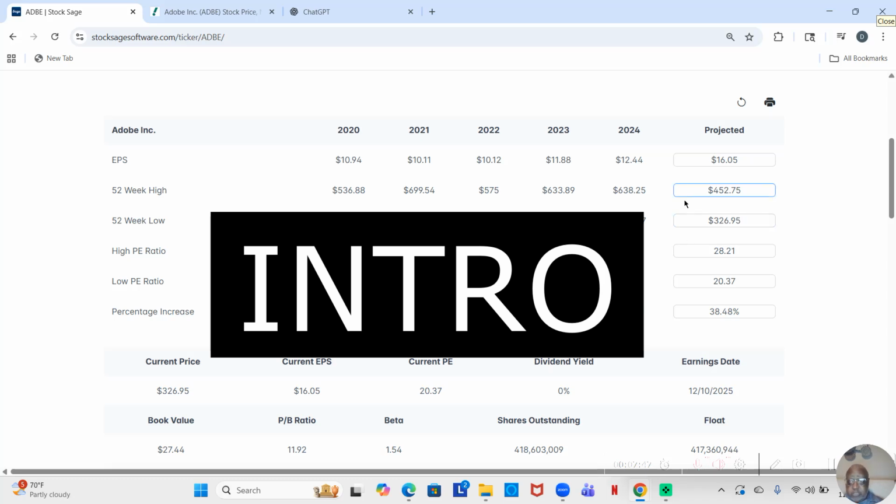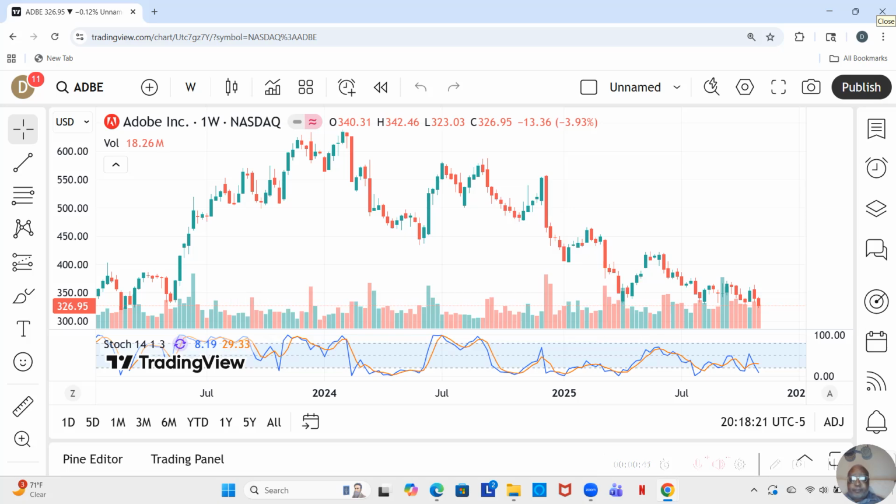$452.75. If I type that in here and hit enter, it gives me the projected amount that this stock will move up from 326.95 to 452.75 with a 16.05 earnings per share. That is a 38.48% increase.